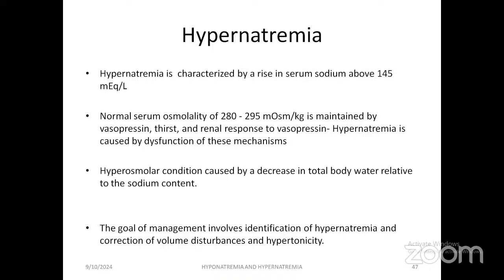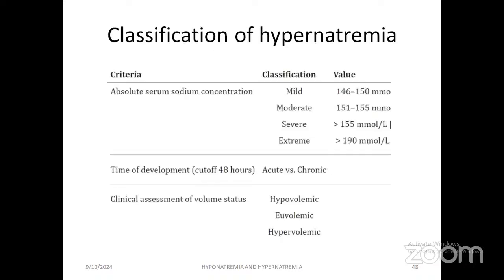Coming to hypernatremia. Hypernatremia is characterized by rise in serum sodium above 145 milliequivalents. Normal serum osmolarity of 280 to 295 milliosmoles is maintained by vasopressin, thirst, and renal response to vasopressin. Hypernatremia is caused by dysfunction of these mechanisms. It is a hyperosmolar condition caused by a decrease in total body water relative to the sodium content. The goal of management involves identification of hypernatremia and correction of volume disturbances and hypertonicity.